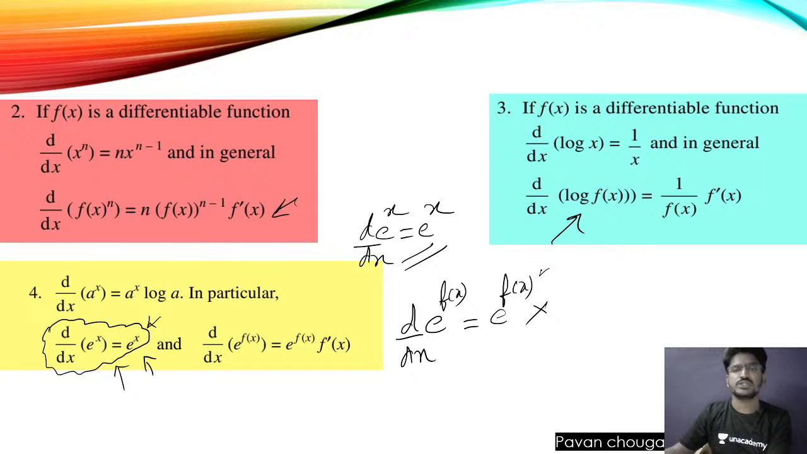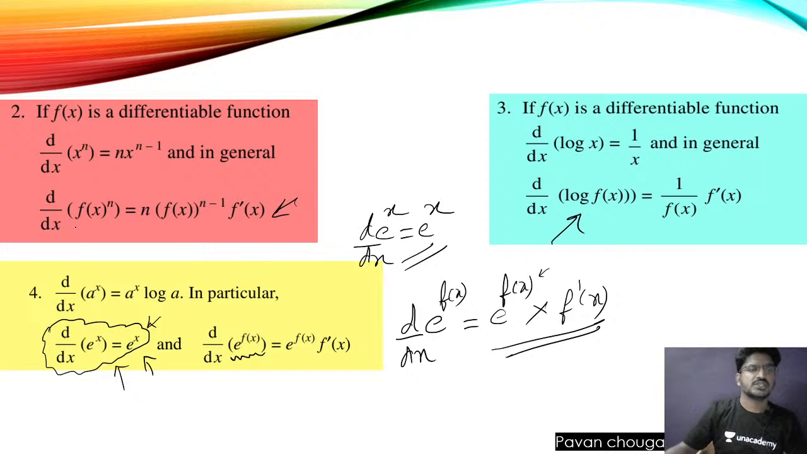Next, what you have to differentiate? Your f of x. That will be f dash of x. Clear? So again here, this is a composite function. This is also a composite function. This is also your composite function.